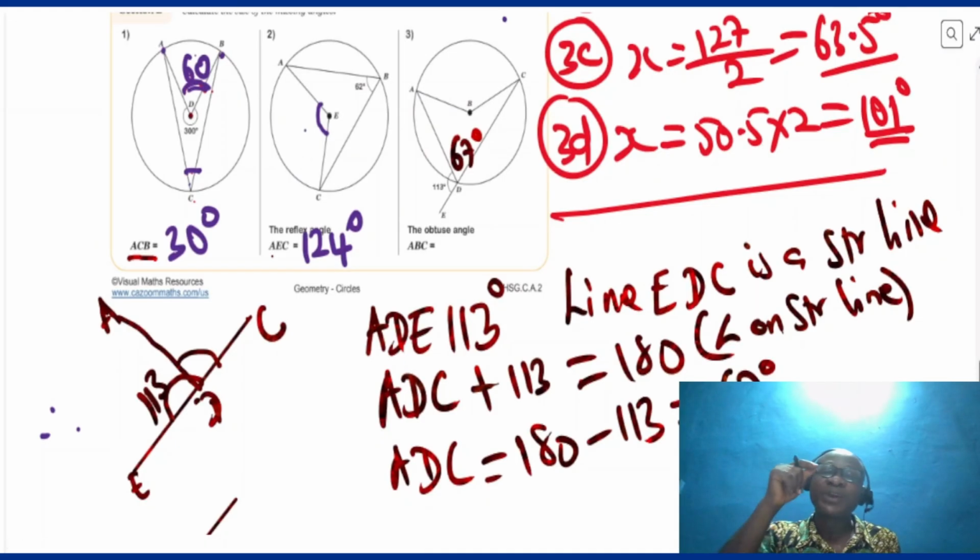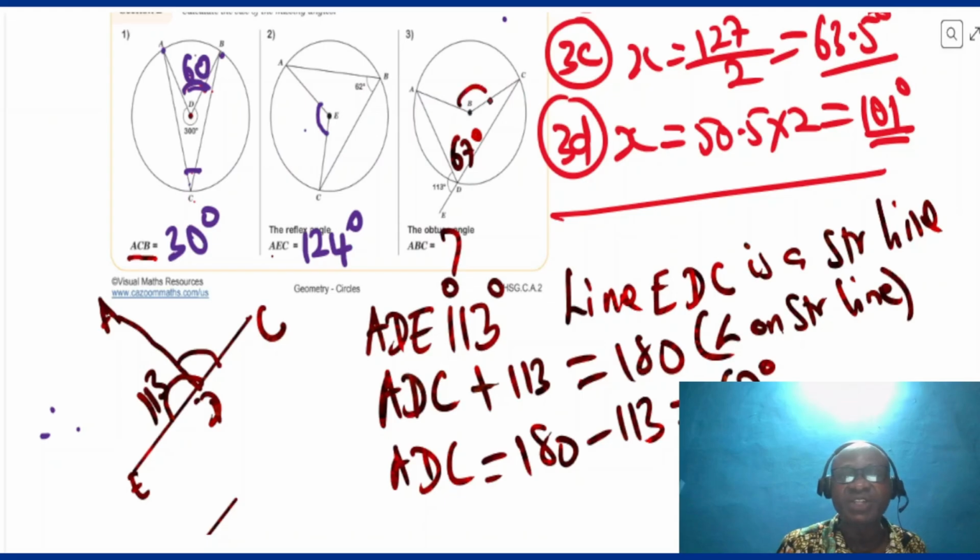Yes, sir. And without knowing that that place is 67, you cannot answer this question here. They say find angle ABC. Find this place. That is what they said. So it is when I know this ADC that I will know here. How do I go about it? I will now multiply 67 by 2 to get that place they called ABC, which is the main question that I was asked to find.